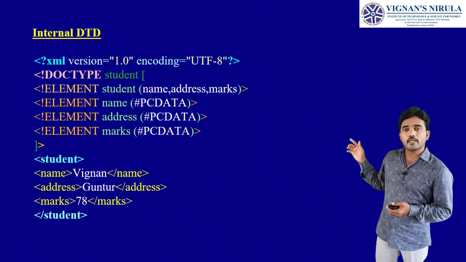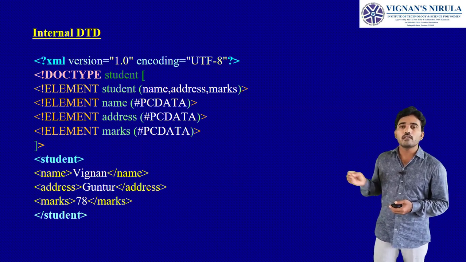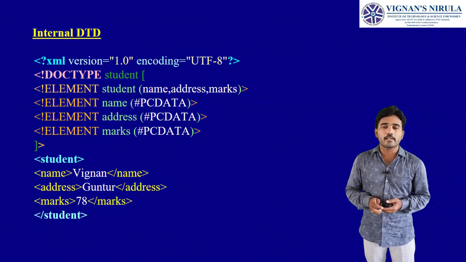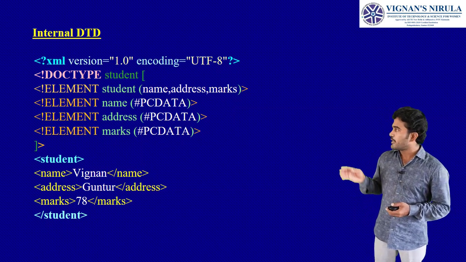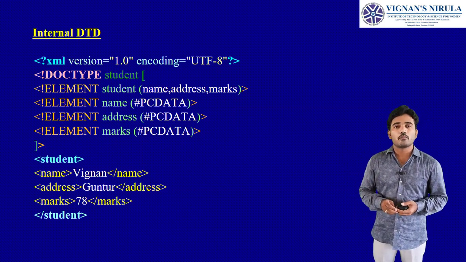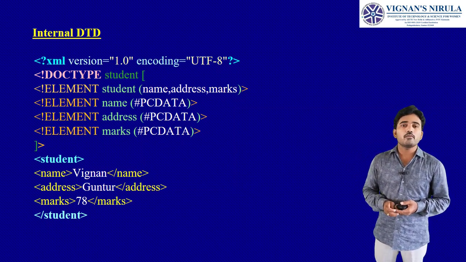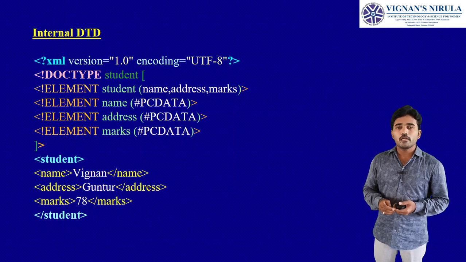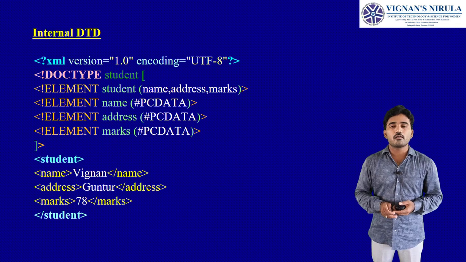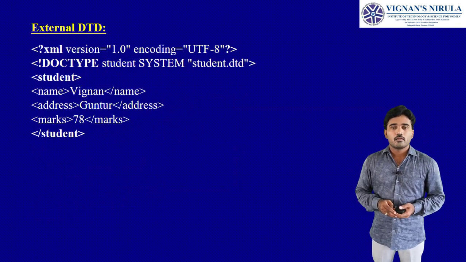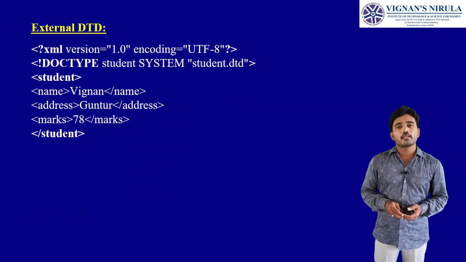You must write the PCDATA inside the open and closed parentheses, and while you are writing the data type, that is PCDATA or else CDATA, it must be preceded by a hash symbol. The next element is address and the next element is marks. So we have closed the DOCTYPE. Thereafter we have used the XML element student, and closed that student, which consists of 3 child elements: name, address and marks. Understood?